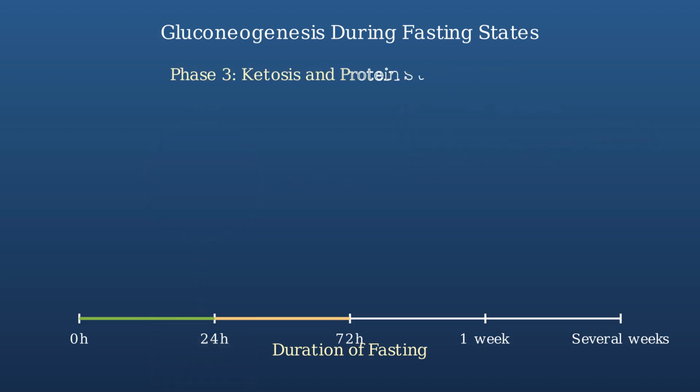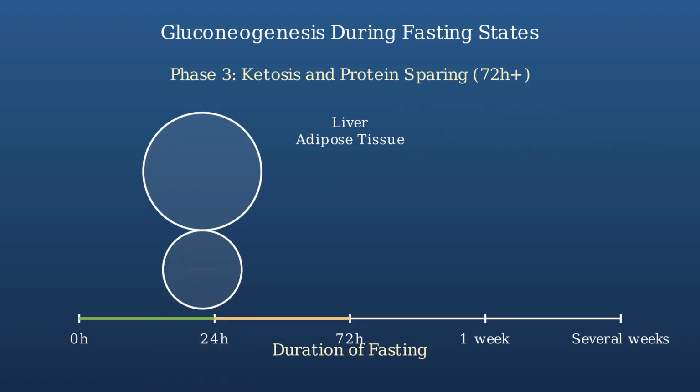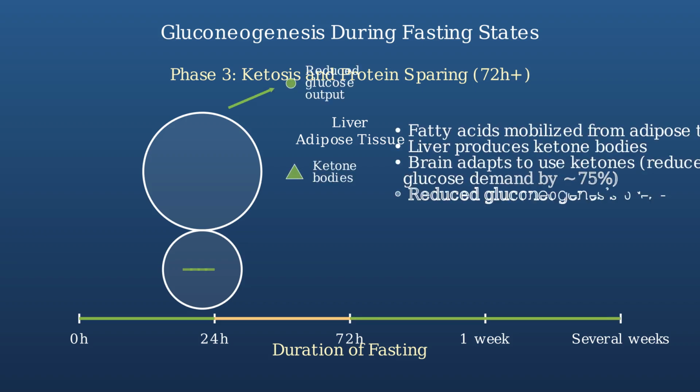After 2 to 3 days of fasting, the body shifts to ketosis. Fatty acids from adipose tissue are converted to ketone bodies in the liver. The brain adapts to use these ketones for energy, reducing glucose demand by about 75%. This protein-sparing effect reduces the need for gluconeogenesis from amino acids, preserving vital muscle tissue.